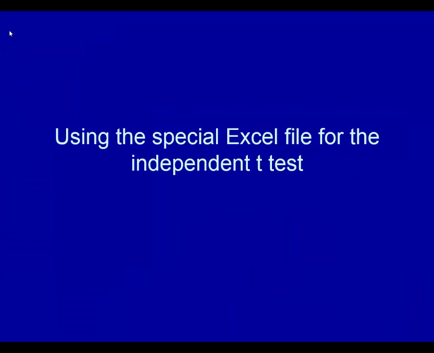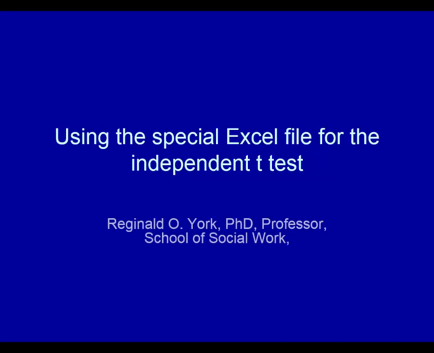Hello, I'm Reggie York. This is a presentation on using the special Excel file for the independent t-test. That is the file that I have created where you only have to put in your data in Excel and get the results of your use of the independent t-test.